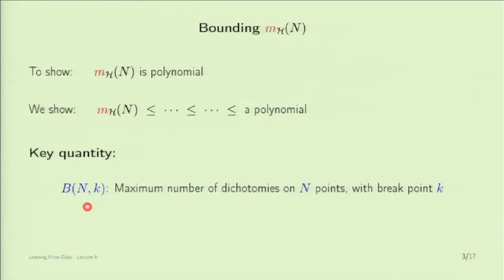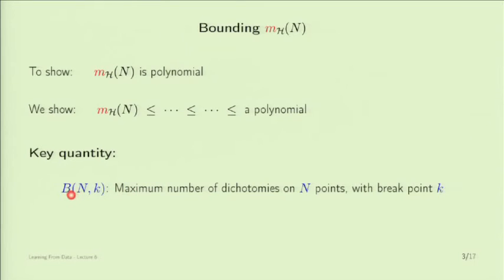So what I'm doing, I'm taking the minimal conditions you gave me. I have n points and K is a breakpoint. And asking myself, what is the maximum number of dichotomies you can possibly have under no other constraints in order to satisfy these two constraints? And I'm calling this B of n and K.